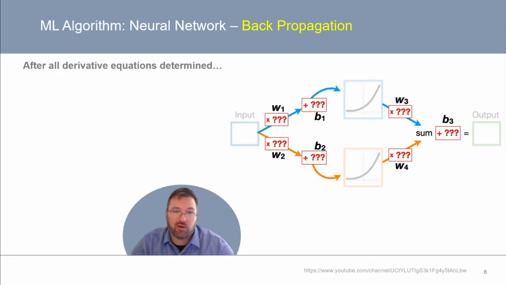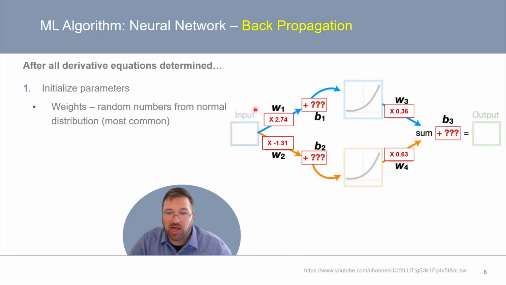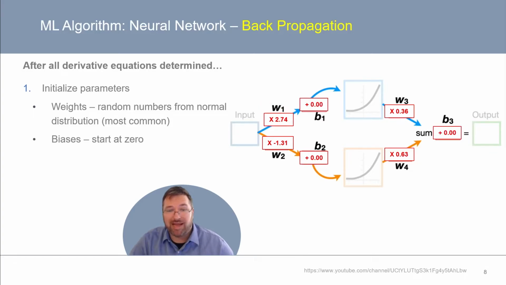Okay, so now let's assume that we've worked out all the differential equations for the parameters required by our neural network. What are the steps we're going to take to iteratively update these parameter values in order to train our network model? First, we need to initialize our parameters, which thus far have had question marks as placeholders. For the weights of our network, the most common approach is to select random numbers from a normal distribution. And here they are. Recall that our weights are a value that we multiply by the value incoming along a given edge. And to initialize our biases, we typically just initialize them to 0.